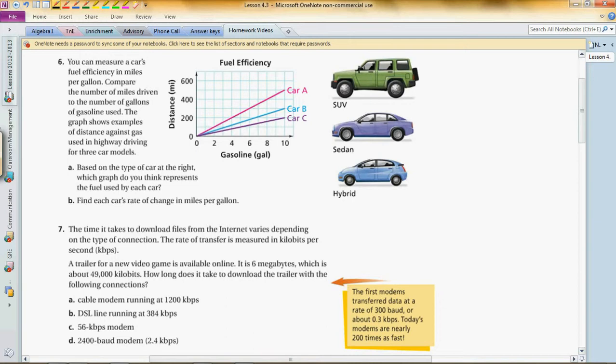So first problem, number 6. You can measure a car's fuel efficiency in miles per gallon, comparing the number of miles driven to the number of gallons of gasoline used. The graph shows examples of distance against gas used in highway driving for 3 car models.